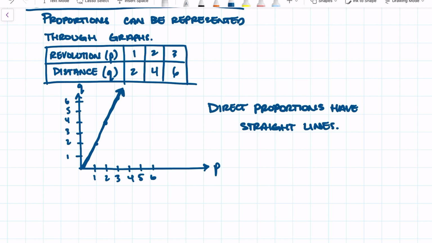So keep this in mind. This is a very important fact right here, make sure that you have this listed. So a direct proportion has straight lines. Now, what do I mean by that?